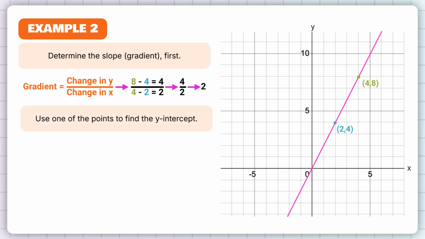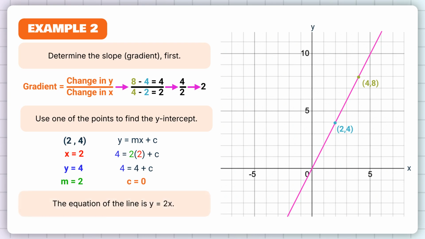Next, use one of the points to find the y-intercept. Let's use the point (2, 4). Substitute x is equal to 2, y is equal to 4 and m is equal to 2 into the equation y is equal to mx plus c. The substituted equation would be 4 is equal to 2 multiplied by 2 plus c. This simplifies to 4 is equal to 4 plus c. Therefore, c is equal to 0. Hence, the equation of the line is y is equal to 2x.